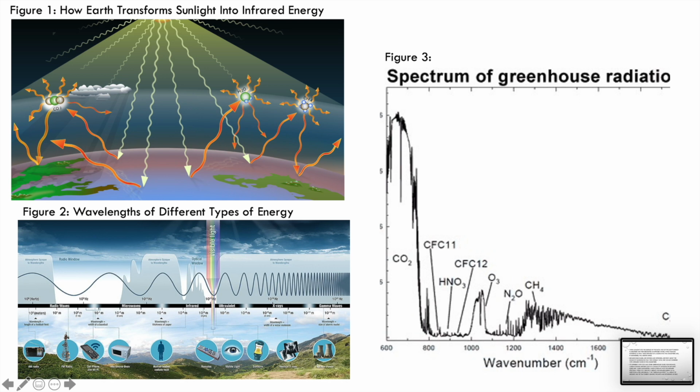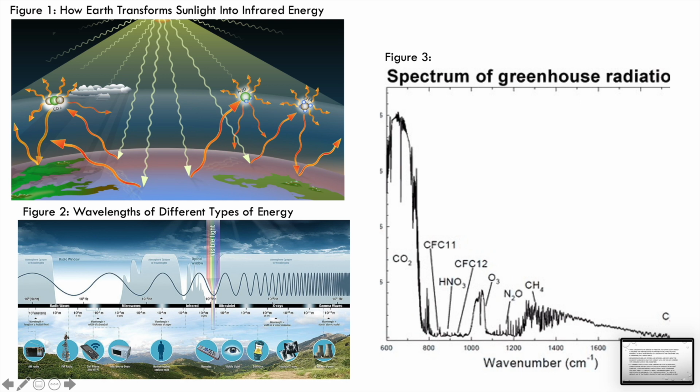Figure 1 shows how Earth transforms sunlight into infrared energy. It shows how greenhouse gases like carbon dioxide and methane absorb the infrared energy, re-emitting some of it back towards Earth and some of it out into space. Figure 2 shows the wavelength of different types of energy. It shows how energy from the sun reaches Earth as mostly visible light. Earth radiates that energy as infrared waves, which have a longer wavelength. Whereas oxygen and nitrogen do not respond to infrared waves, greenhouse gases do.